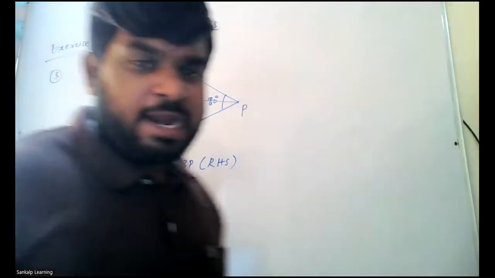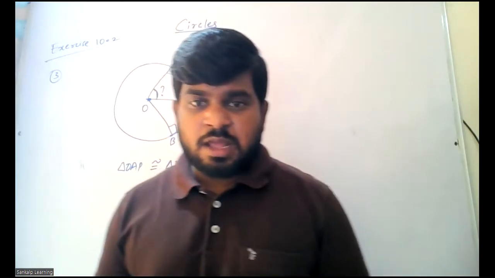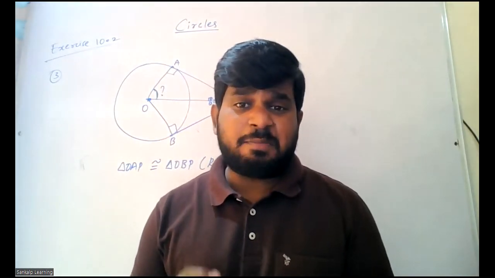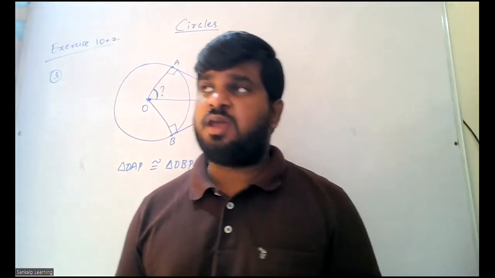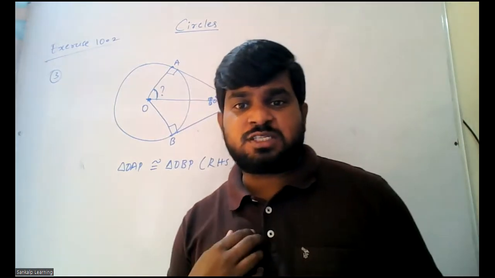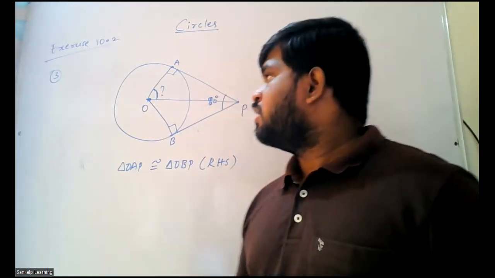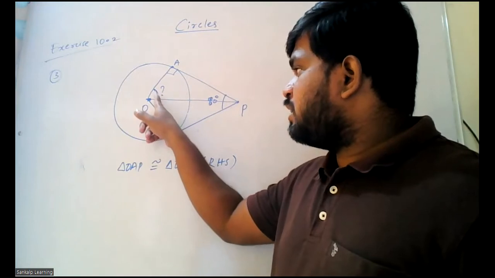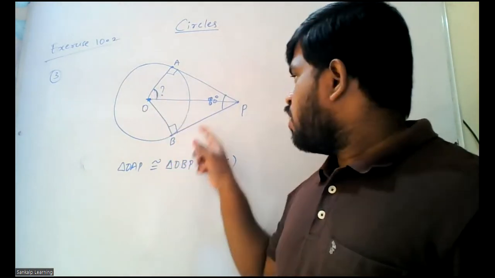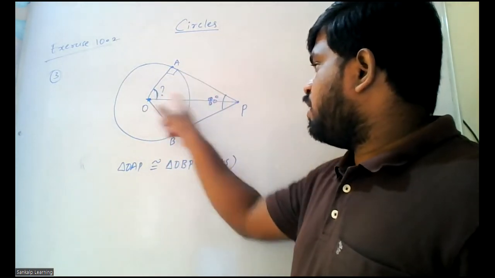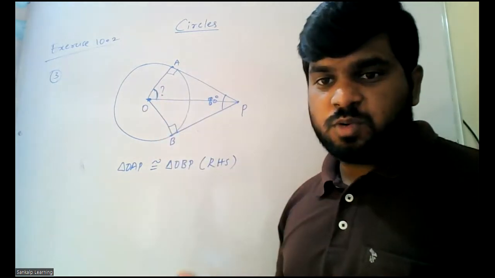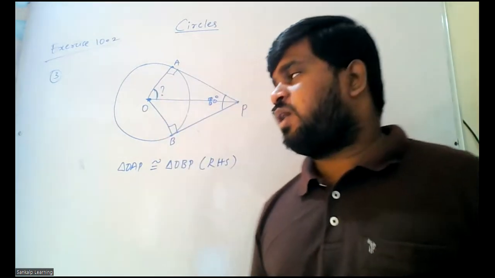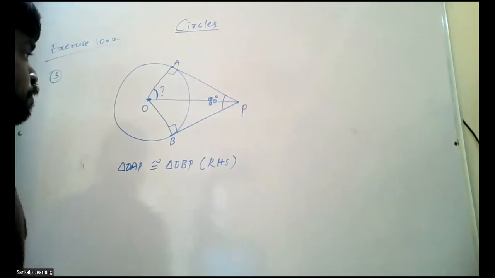If they are congruent, the corresponding angles, that is the remaining parts of the triangle. The remaining parts are the things which I have not discussed. Did I discuss this angle and this angle in this triangle? No. Or this and this, that is APO, BPO angle? No. So they will be equal. That is CPCT, right?